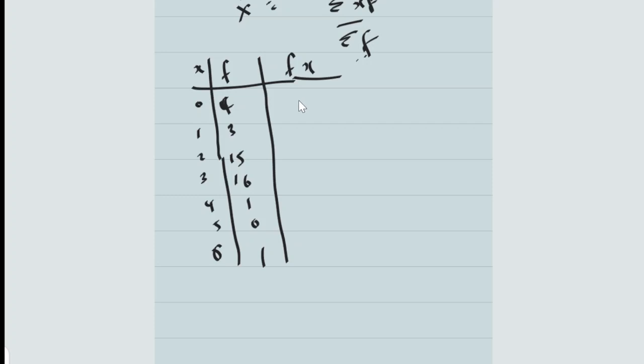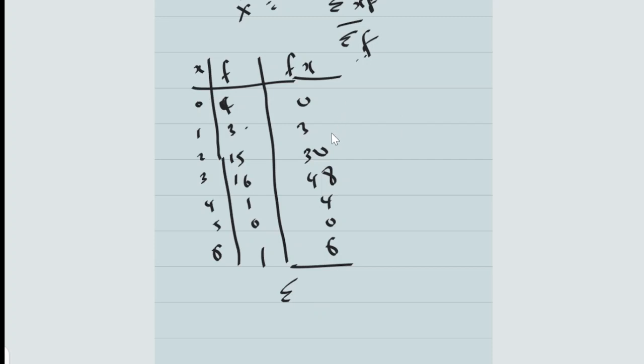So 0 times 4, that is going to give me 0. 1 times 3 is 3, then 30, 48, 4, 6. Then you are going to add together. The summation is what is going to give you the total number.